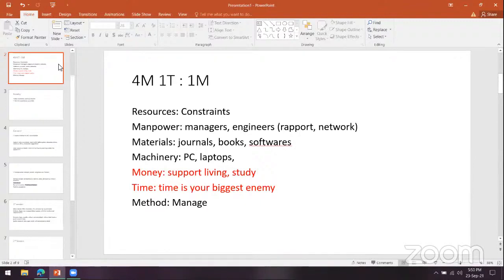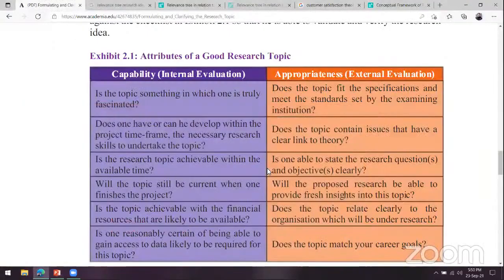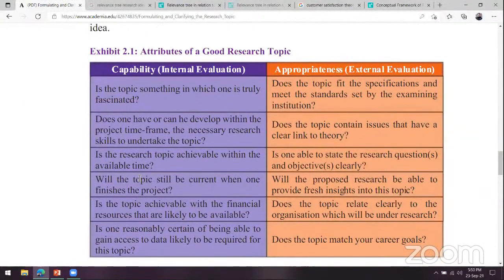Then next, ask yourself, is the research topic achievable within the available time?